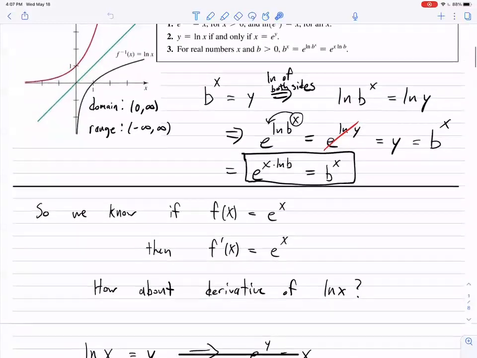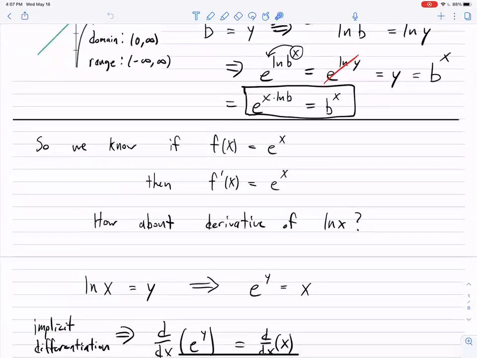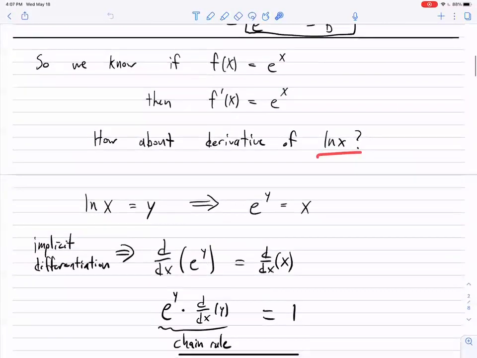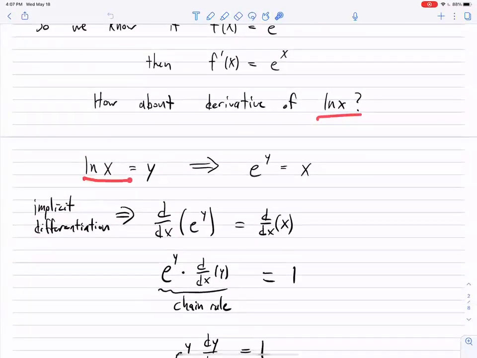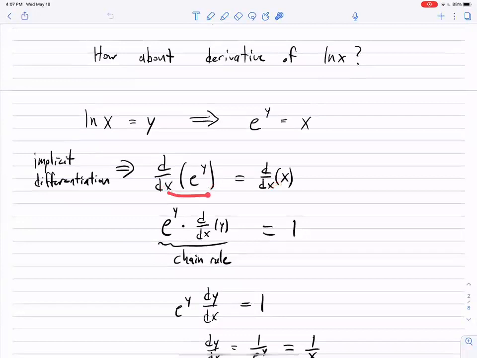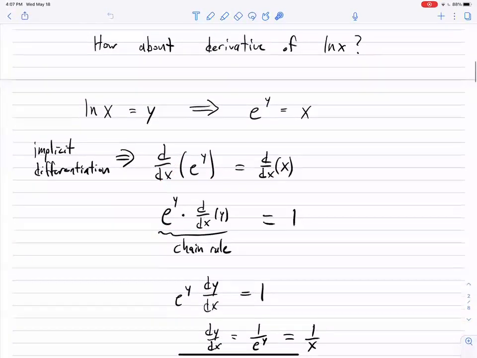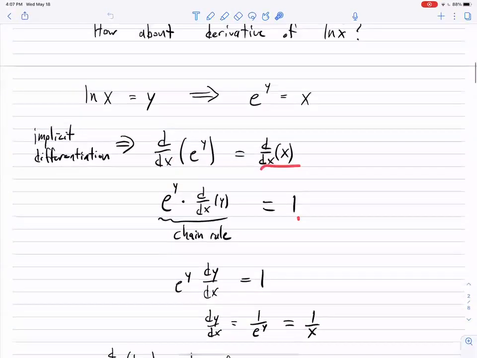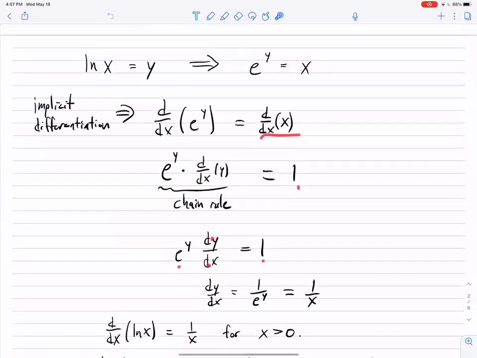Okay, so let's move on. The idea is that we know the derivative of e to the x is e to the x, but what about the derivative of natural log of x? Well, the way we can do that is by using the fact that if ln of x equals y, taking e to both sides gives us that e to the y is equal to x. And now we can do implicit differentiation. Implicit differentiation tells us that the derivative with respect to x of e to the y is just e to the y, but then times the derivative of the inside, which is dy dx. And the derivative of x is just 1. And so e to the y dy dx is equal to 1.